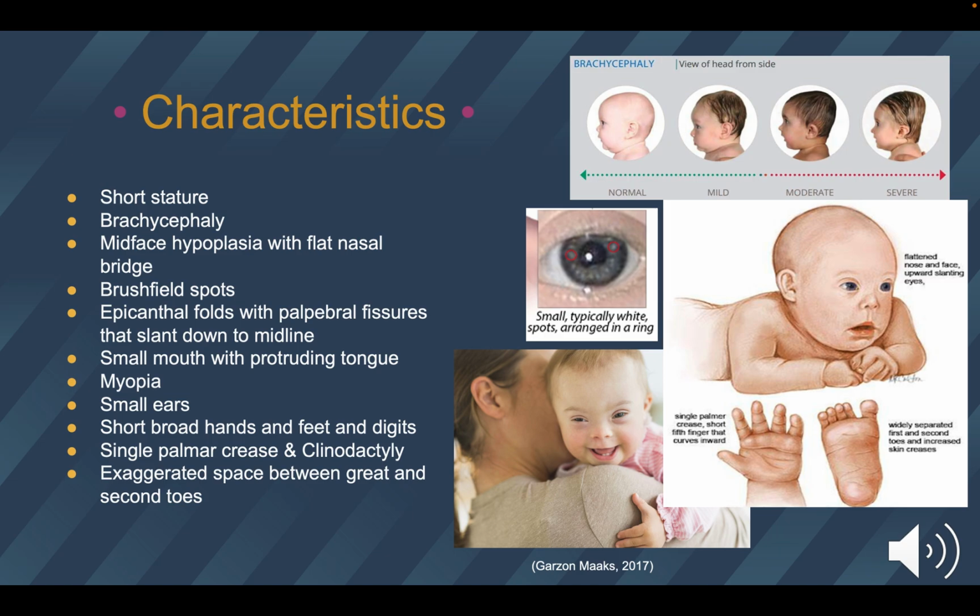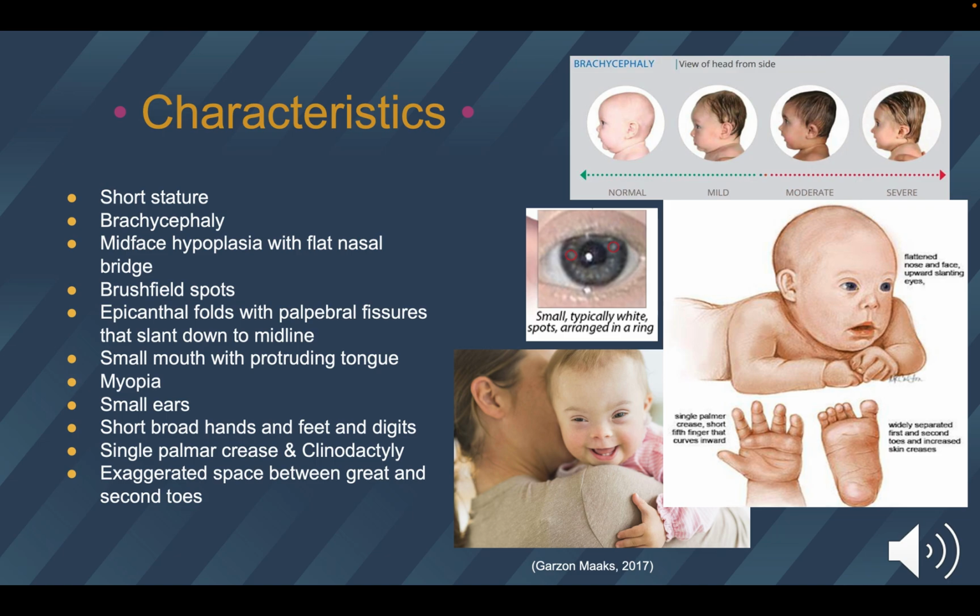They also have small ears. Children with Down syndrome have low set ears, and their ears are positioned lower on the head than usual. It has been found that some children with Down syndrome also have very narrow ear canals. They also tend to have short, broad hands and feet and digits, also single palmar crease and clinodactyly.